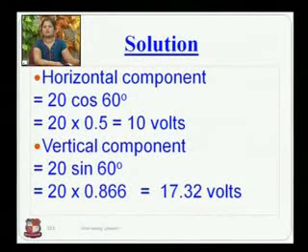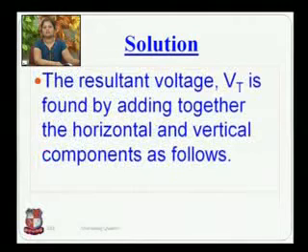Now the horizontal component is equal to the magnitude times cos of the given angle, so it is 20 cos 60, which is 20 into 0.5, so it will give you 10 volts. And second, the vertical component is 20 sin 60, so it will give you 17.32 volts.